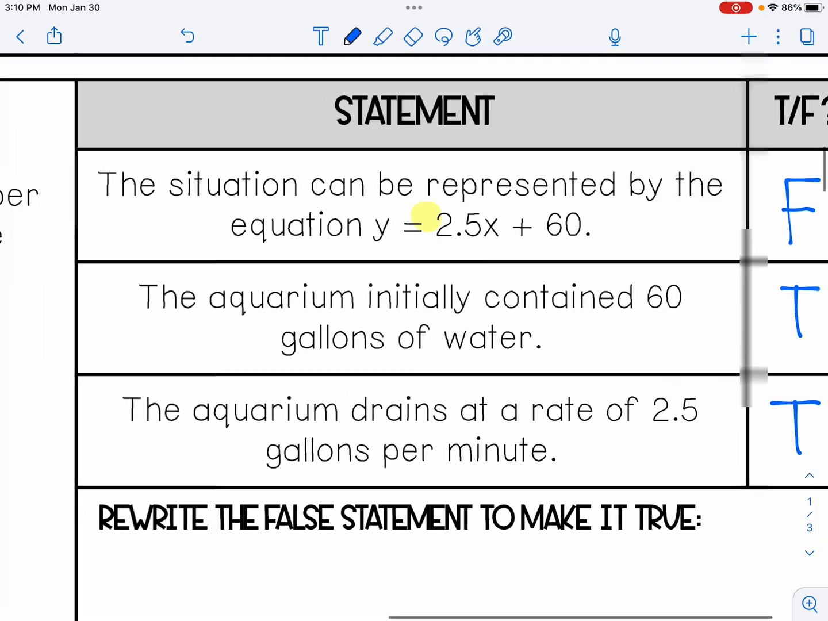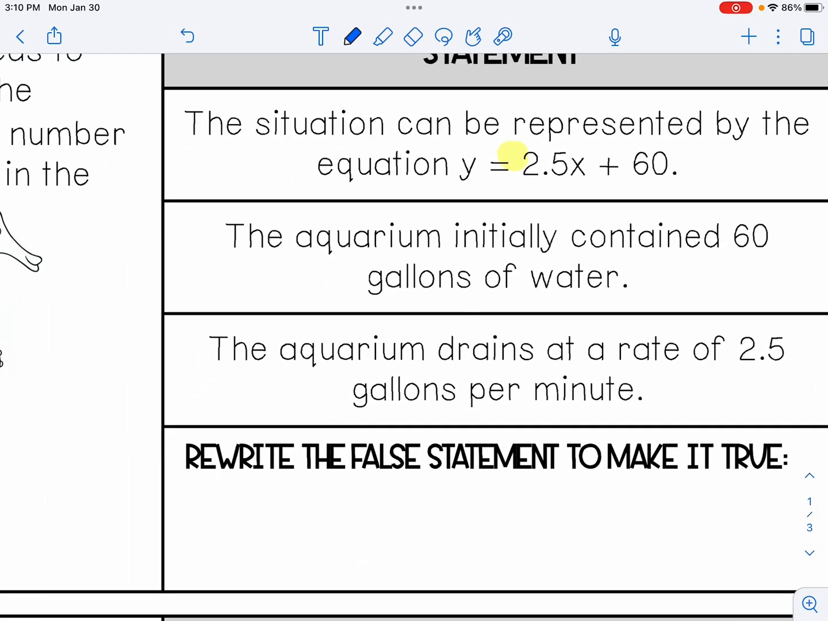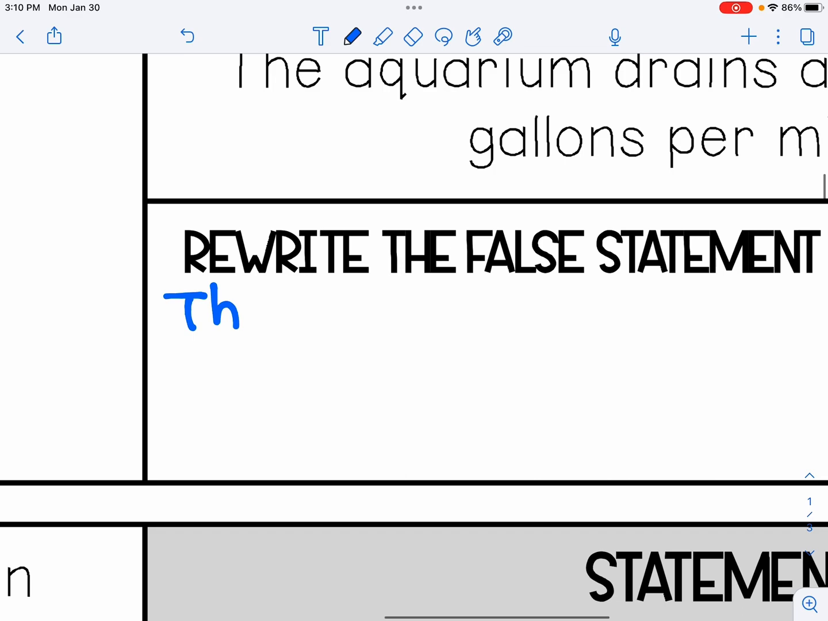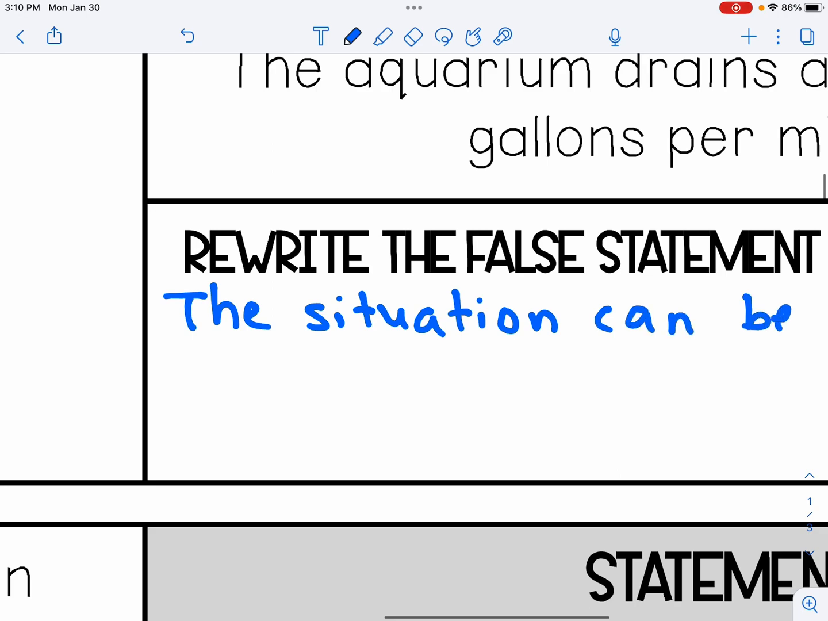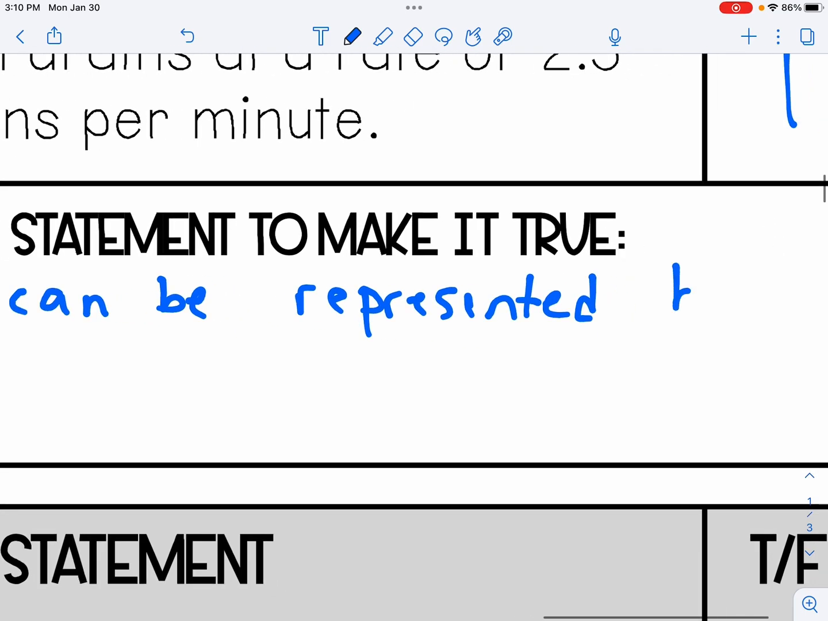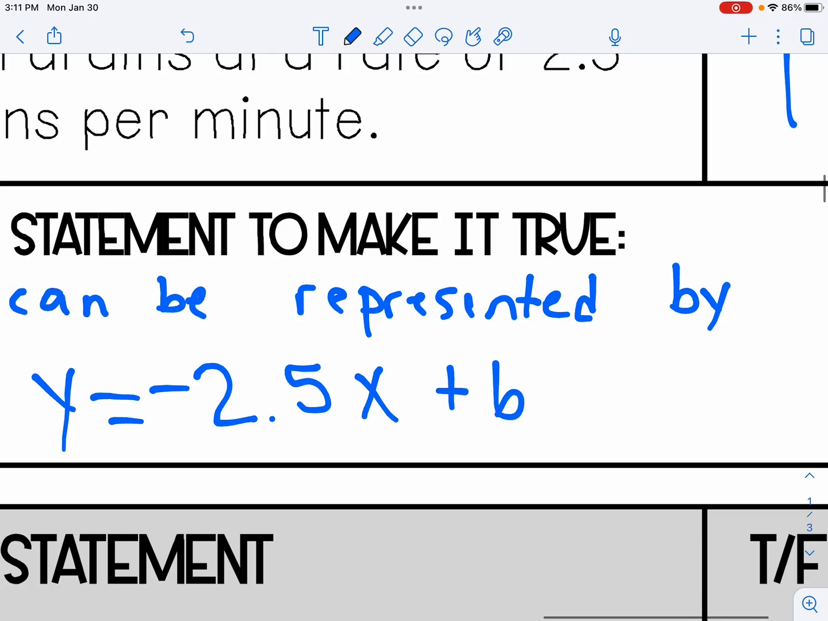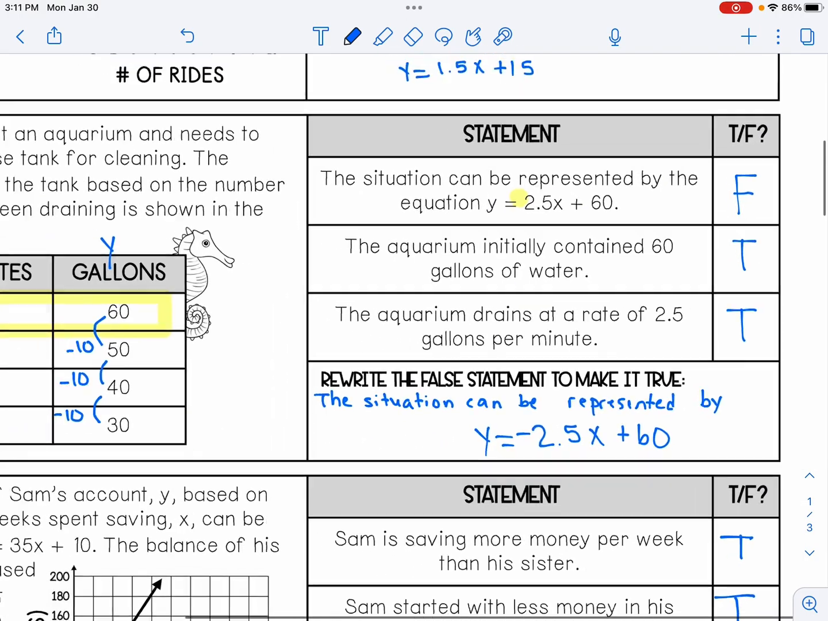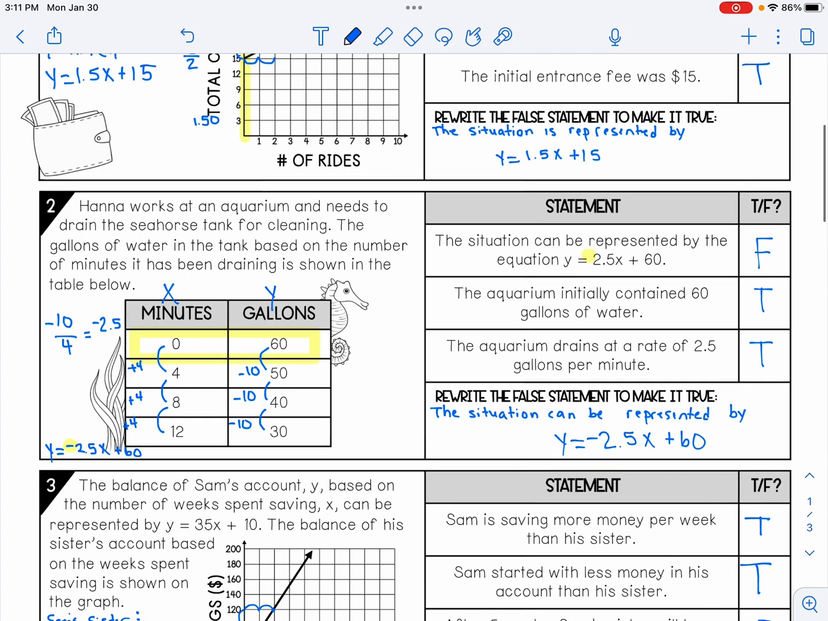And I will rewrite the first one where it says the situation can be represented by y equals negative 2.5x plus 60. Again, pause if needed to copy what you have missed.